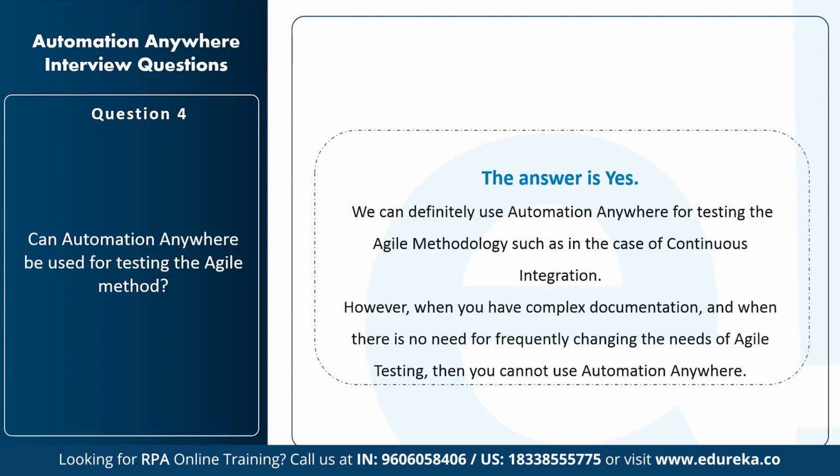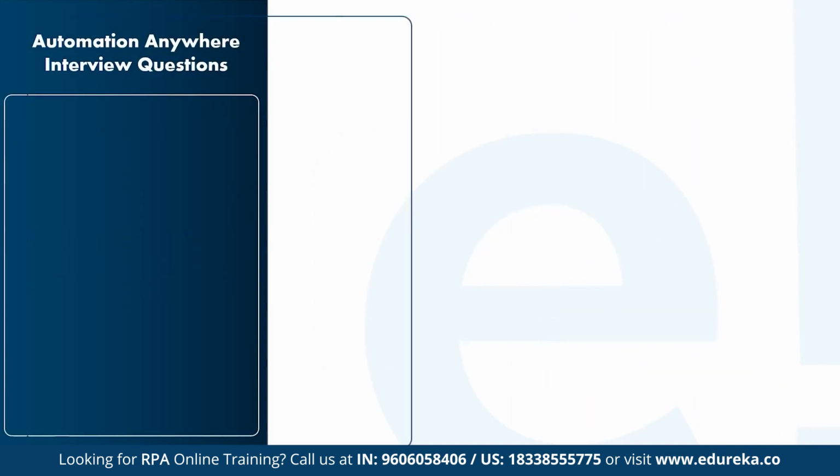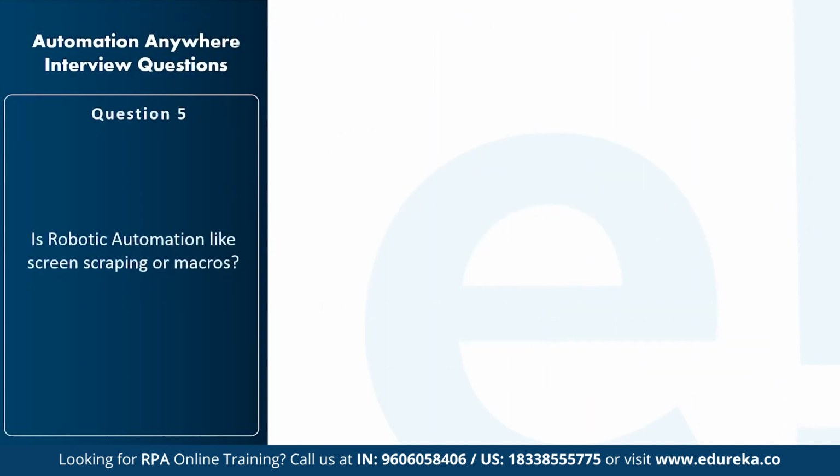So you can use Automation Anywhere definitely for testing the agile methodology, but in the case of continuous integration. But yes, if you come to the case when you have complex documentations and there is no need of frequent changing, it's not advisable that you use Automation Anywhere over there. Now moving on to the next question, that is robotic process automation like screen scraping or macros?